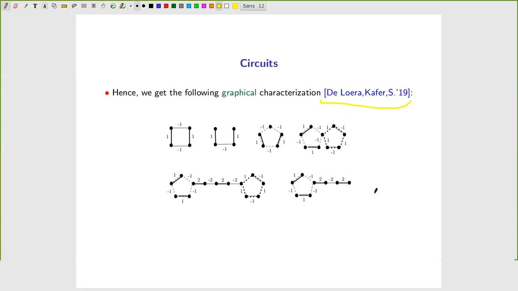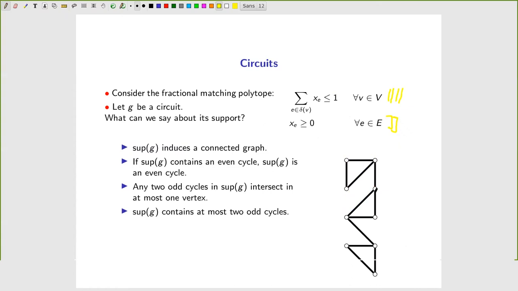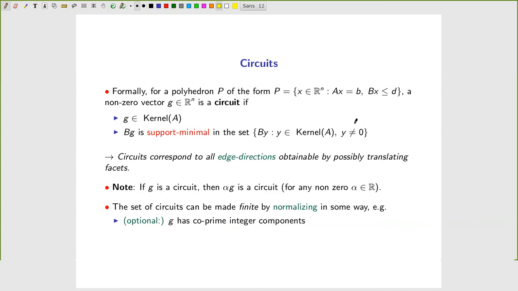But one thing that I also want to highlight is that, for circuits, I forgot to say, in this definition, one thing that should be clear is that this definition is completely independent of your right-hand side. And that is to be expected, because they correspond to all the directions that you can obtain up to translation. Translation means that they're going to change basically this right-hand side. So this should not be affected by the definition.